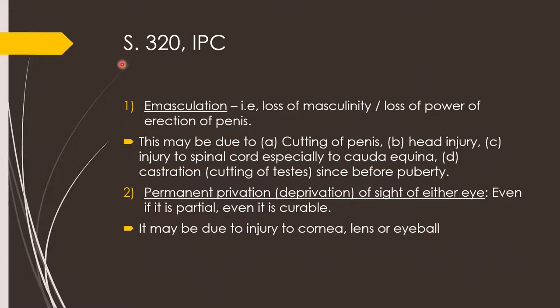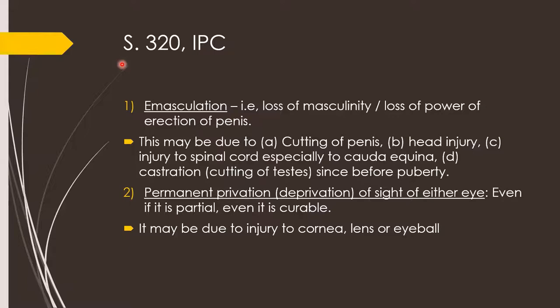So emasculation means a loss of masculinity or a loss of power of erection of the penis. And emasculation can be due to cutting of penis, can be due to head injury or due to injury to spinal cord, especially to the cauda equina, or can be by castration or cutting of testis since before puberty. So this is the first point, that is emasculation.